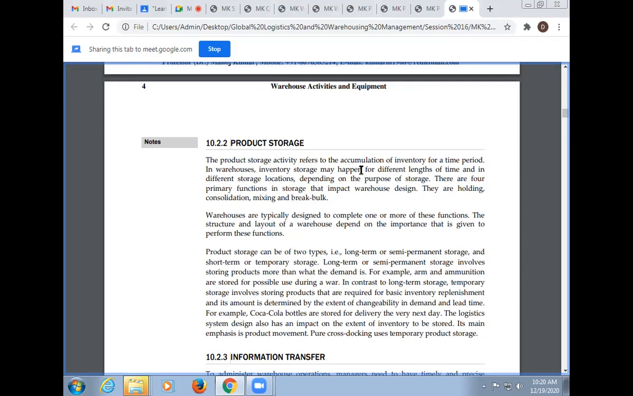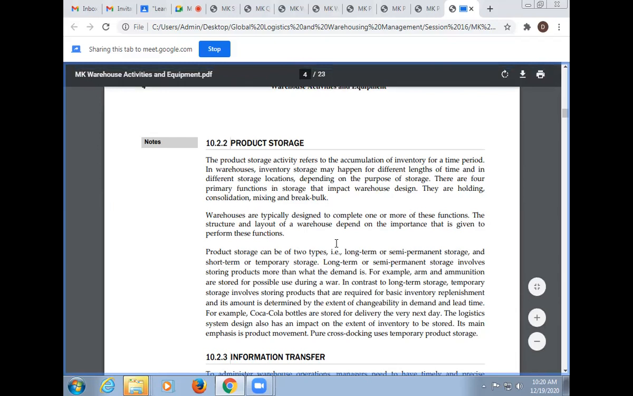When we're talking about product storage, how the product storage can be done in the warehouses is a vital factor for the warehouse design. If you are going to design a warehouse, then how the product storage can be done is a vital factor. They are holding, consolidation, mixing, and break bulk. Warehouses are typically designed to complete one or more of these functions. The structure and layout of the warehouses depend on the importance given to performing these functions.